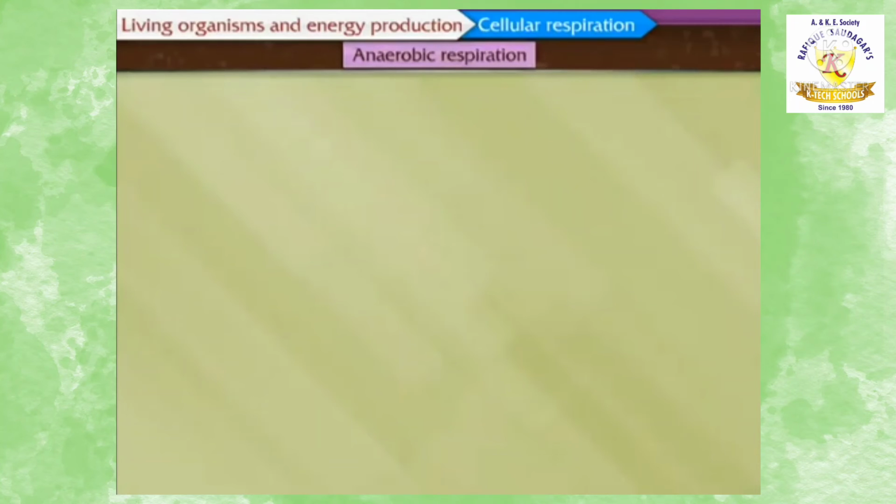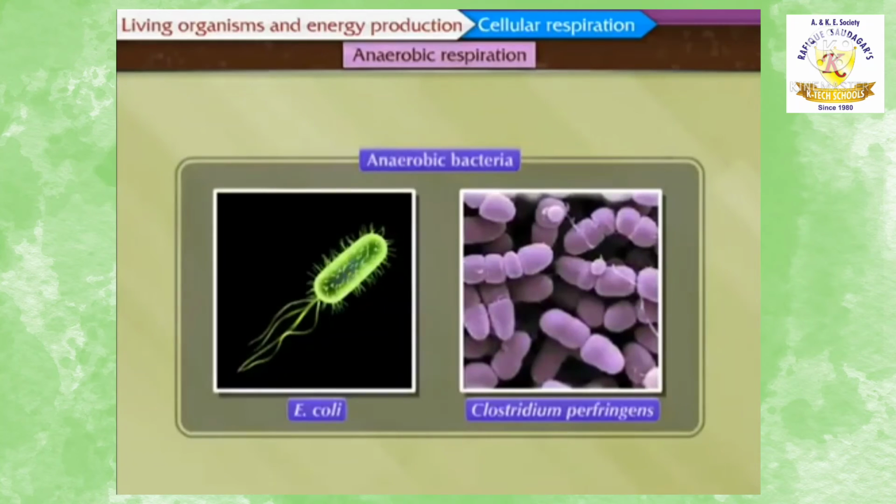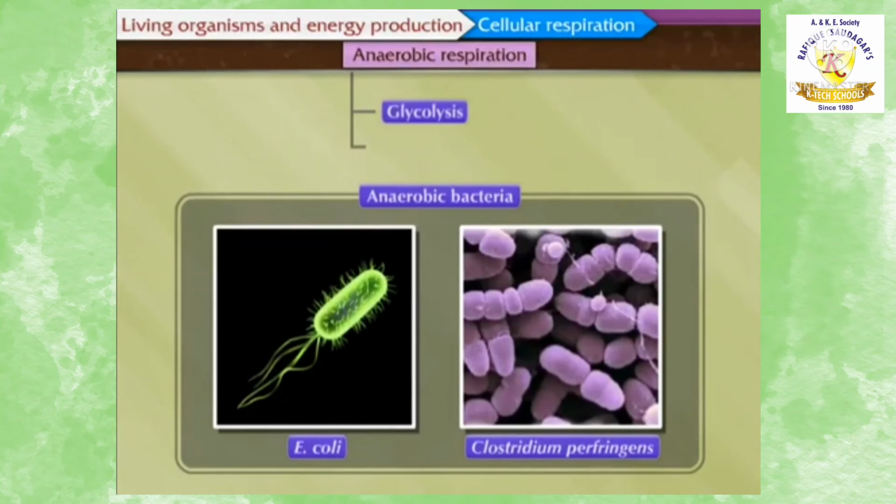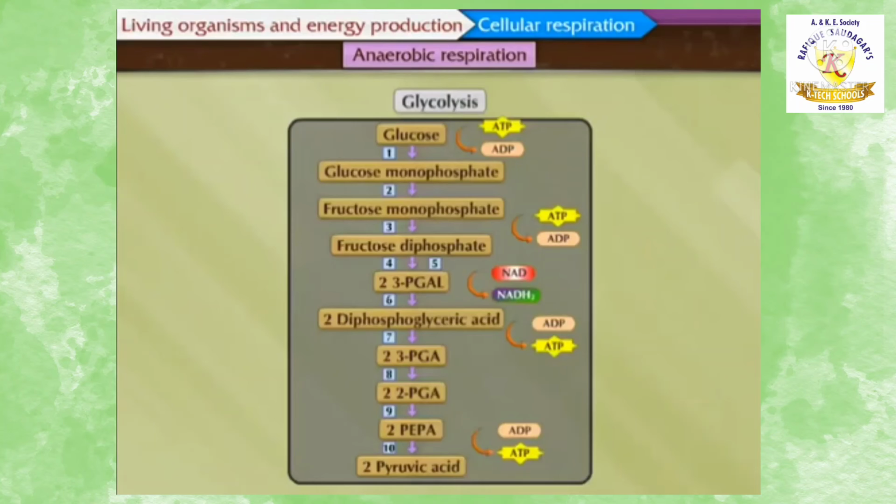Okay, now let us proceed to anaerobic respiration. Some organisms cannot live in the presence of oxygen, for example, many bacteria. Such living organisms have to perform anaerobic respiration for energy production. Glycolysis and fermentation are two steps of anaerobic respiration. We have seen that during glycolysis, glucose is incompletely oxidized and a small amount of energy is obtained.